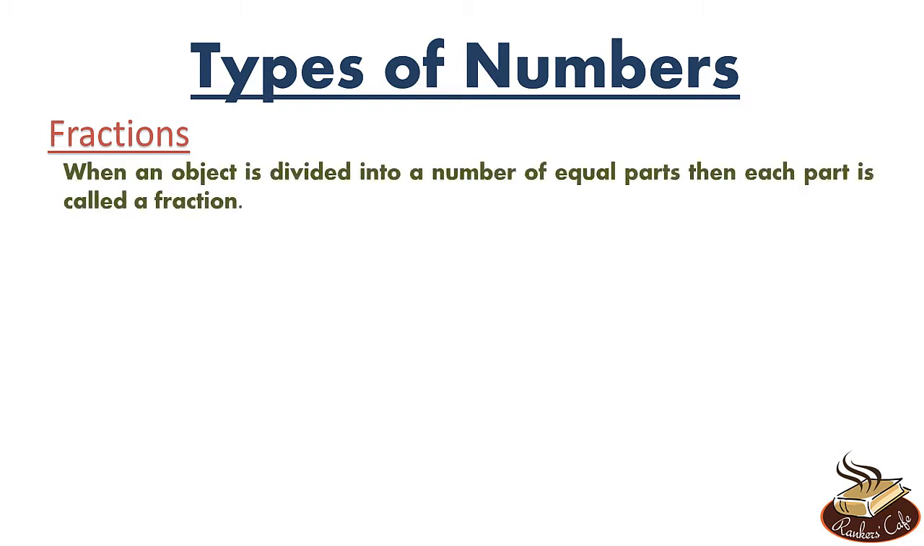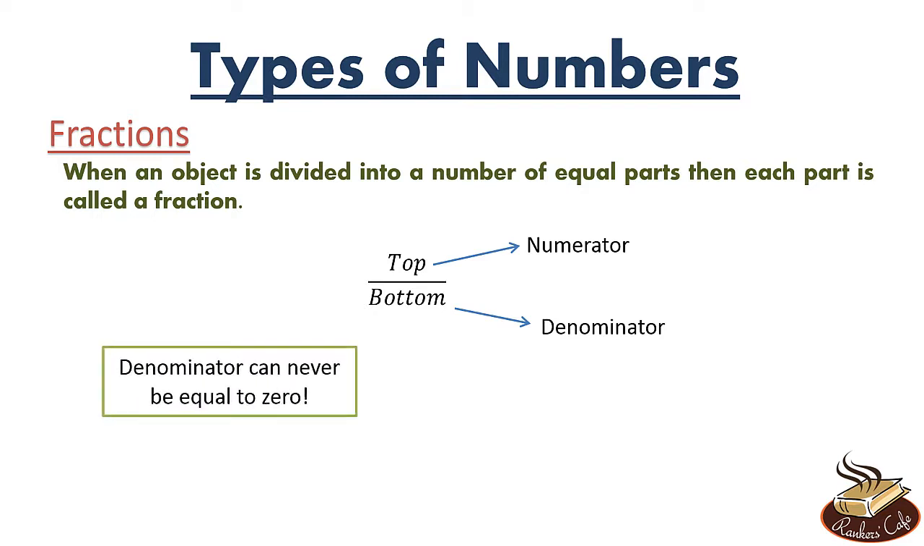Thus, when an object is divided into a number of equal parts, then each part is called a fraction. The top of a fraction is known as the numerator and the bottom of a fraction is known as the denominator. The denominator of a fraction can never be 0, as division by 0 is not possible. It's not a valid mathematical operation.